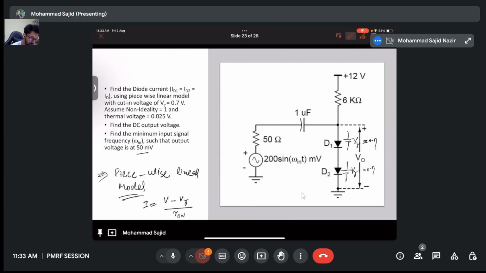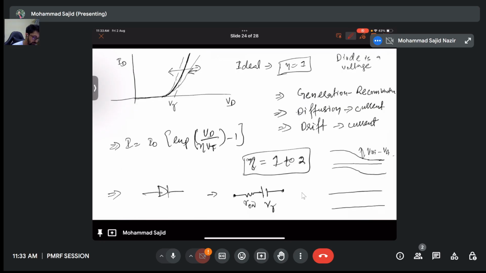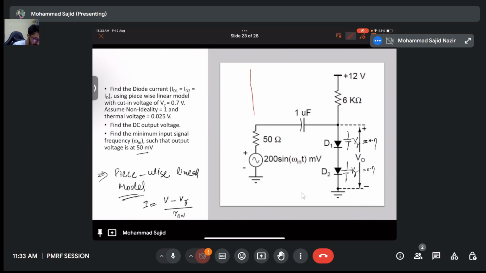First, the piecewise linear model. You see from this figure, ID versus VD, you have this cut-in voltage of V gamma. So from the piecewise linear model, we can just do this.